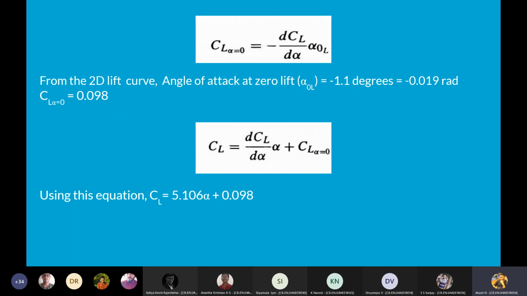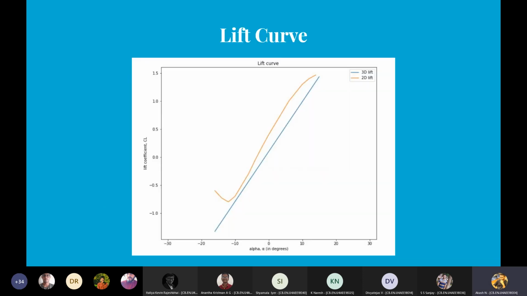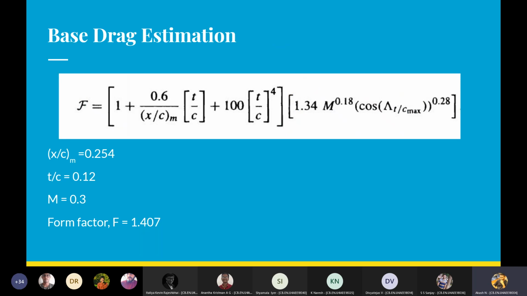And from the 2D lift curve, we found the angle of attack at zero lift to be minus 1.1 degrees or minus 0.019 radians, which gives us CL at alpha equal to 0 to be 0.098. Substituting all these, we found the lift curve equation to be as shown. And using that, we plotted the lift curve for both 2D and 3D lift.